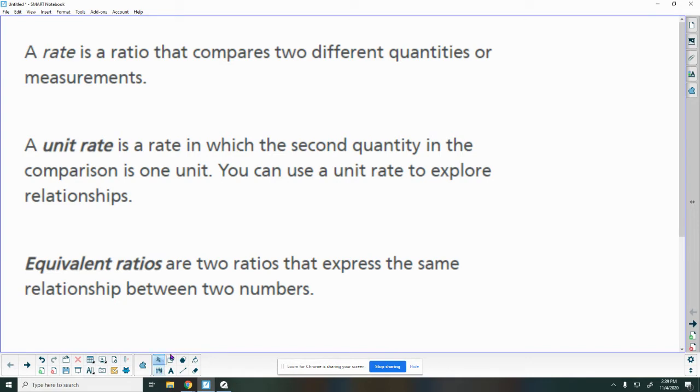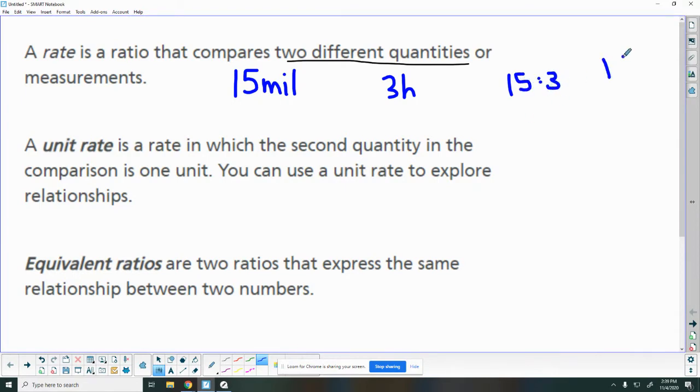So a rate is anything that compares two different quantities, like apples to oranges, miles to hours. So anything that is different. So let's say that our friend can walk or run 15 miles in 3 hours. So 15 miles to 3 hours, or 15 thirds. So she walks 15 miles every 3 hours.